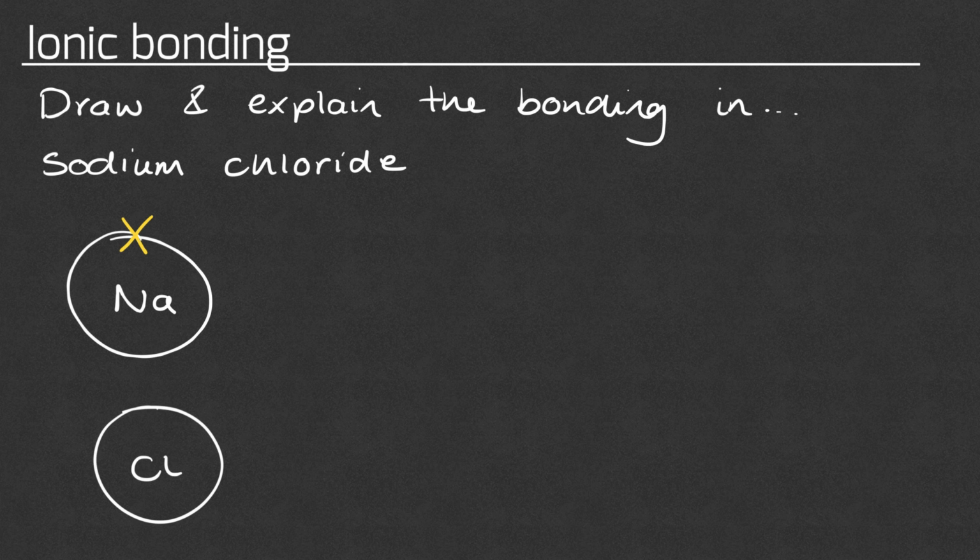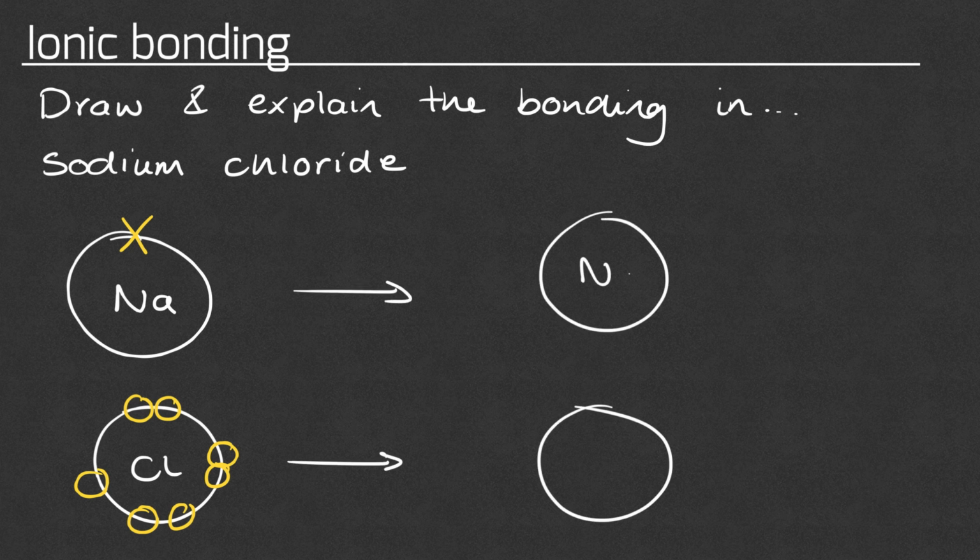Sodium is in group 1, so we will draw 1 outer electron. Chlorine is in group 7, so we will draw 7 outer electrons. These are called dot and cross diagrams. We show the electrons on one atom with a dot and on the other with a cross. This is so we can tell the electrons apart. We know which electrons are sodium's electrons and which electrons are chlorine's electrons. We'll then draw an after picture and figure out what's happened to the electrons.